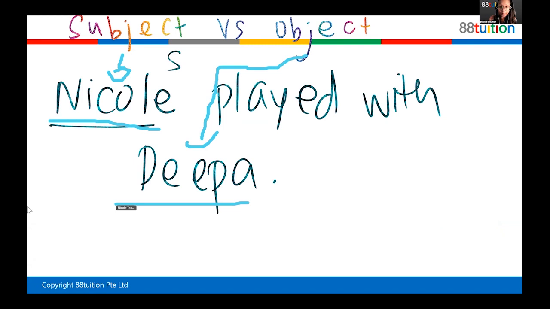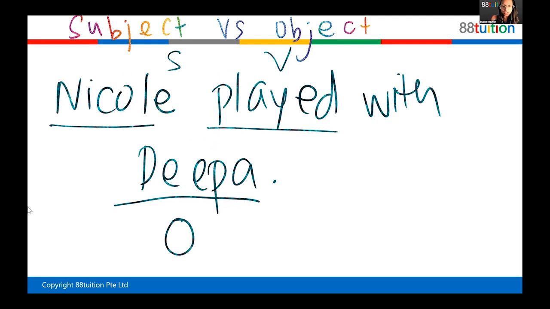The action is a verb, right? So always look at the verb. This is the verb in the sentence. The word in front of the verb, okay, is always a subject, means the one doing the action. Who is receiving the action, means who's being played with? Deepa. So Deepa is the object. So remember, subject is the person doing the action. Object is the one receiving the action. Very good. Give yourself a point, Deepa.